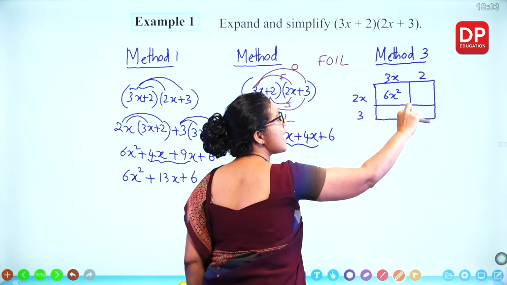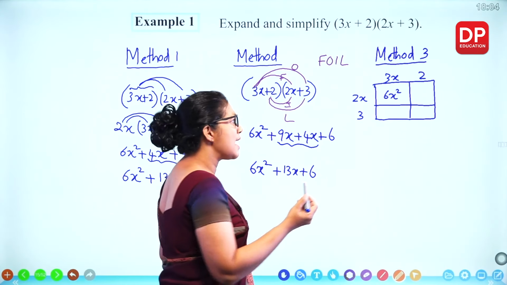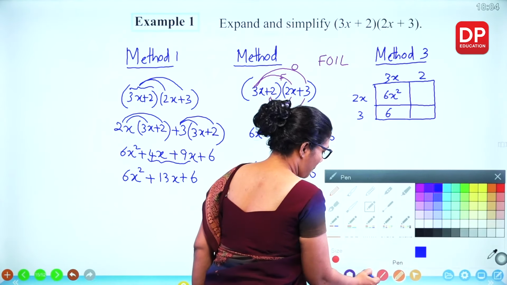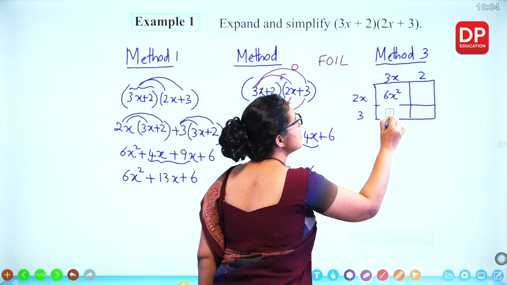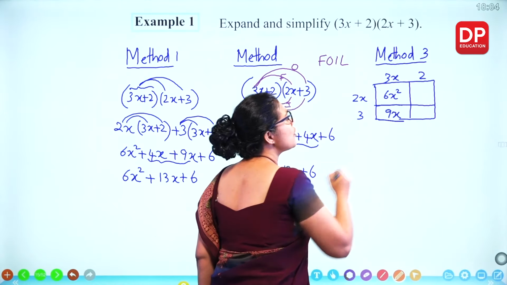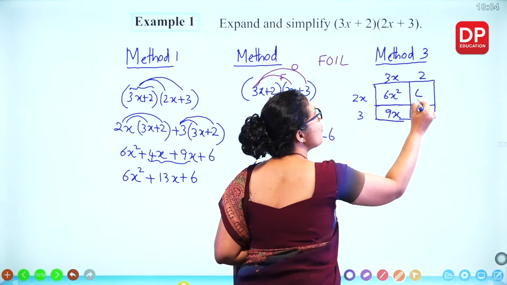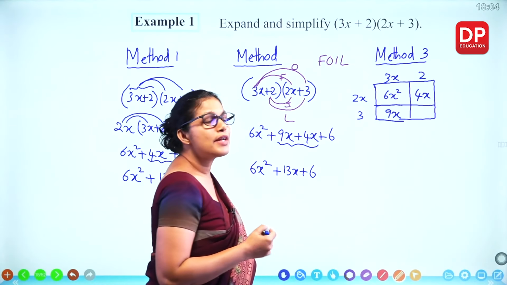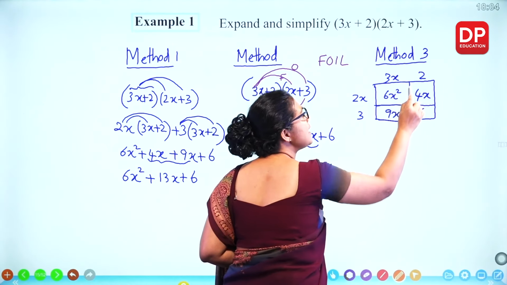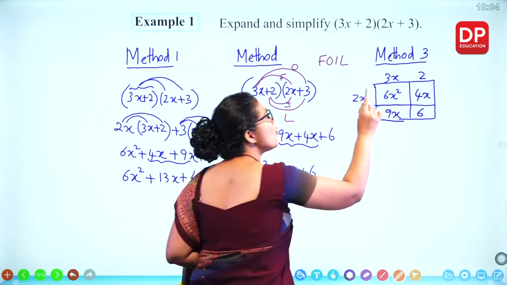If you get this rectangle, the height is 3 and this length is 3x. So what's the area of this rectangle? 3 times 3x is 9x. So here you get 9x. What do you get in this rectangle? 2x into 2. You get 4x. What about the last one? 3 times 2, you get 6. Now when you add these separate areas, what do you get? Area of the full rectangle.